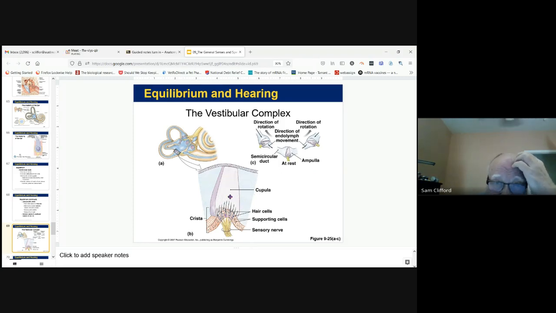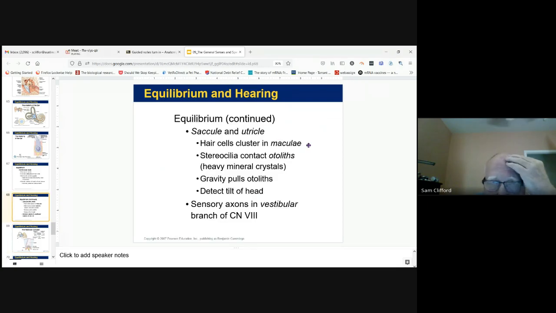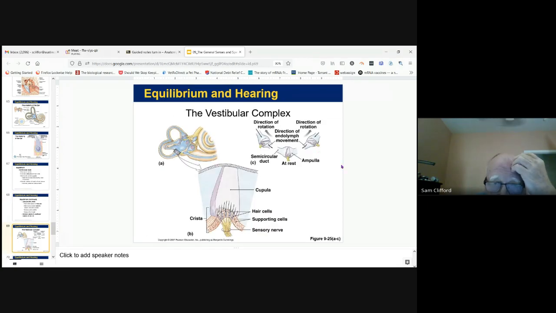And in the vestibular complex, the vestibule, you can have movement of this cupula based upon the otoliths, and that's going to change the position of these hair cells, and that's in the semicircular duct. And the direction of rotation can be recorded, and we have a sensation of head movement and rotation.